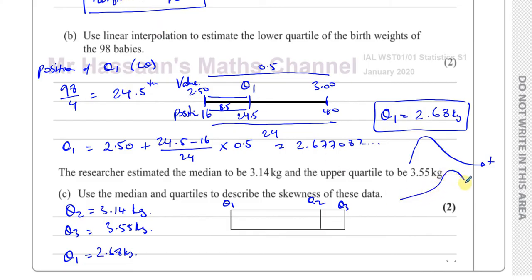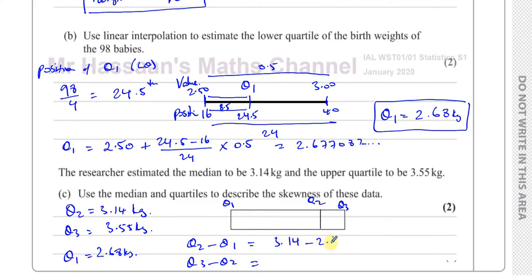It will be negative skew, more skew towards the higher values. All right. So depending on the difference between Q2 and Q1, you can work out whether it's got positive or negative skew. So let's work out what Q2 minus Q1 is, and let's work out what Q3 minus Q2 is, and that will help us determine whether it's positive or negative skew.